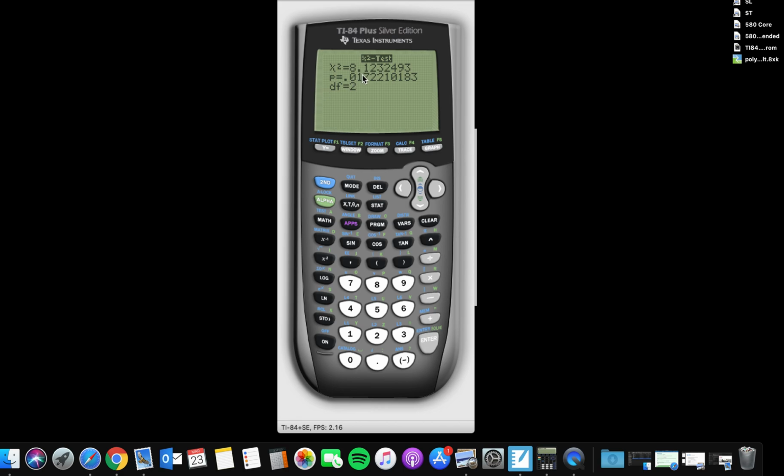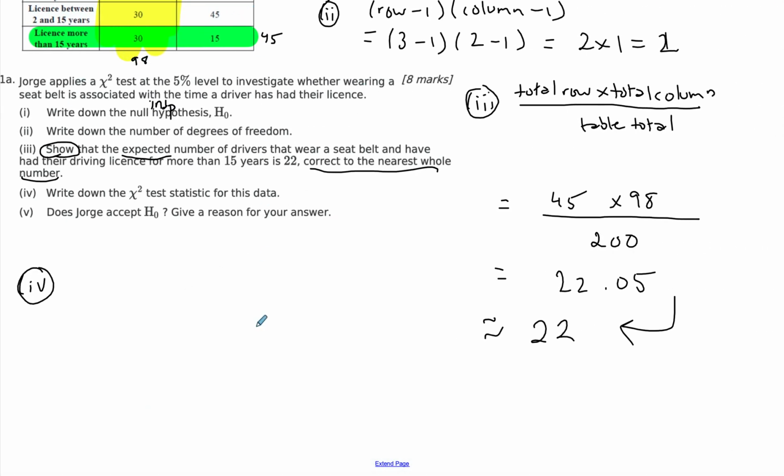So I have that the chi-square value is 8.12. We have the p-value 0.0172, and the degree of freedom is 2. This is good if you want to check your degree of freedom. So the chi-square using the calculator is 8.12, and that's rounded to 3 significant figures, which is the rounding that most examinations want.